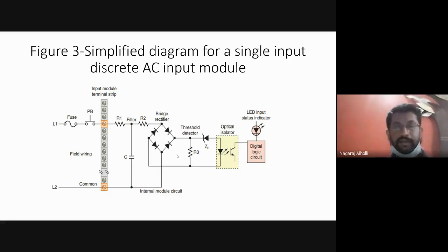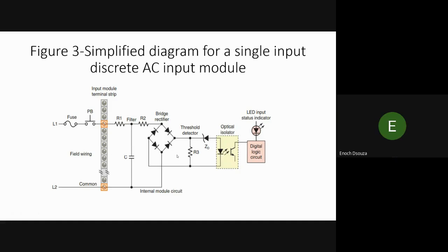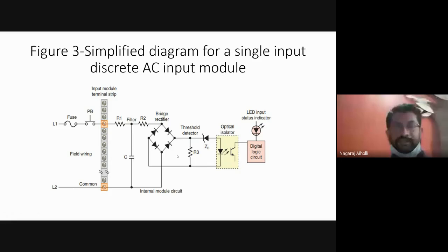Did I reach you, student, here? Did I answer your question? Is your question clear about the rectifier? Yes, sir. Okay, fine.